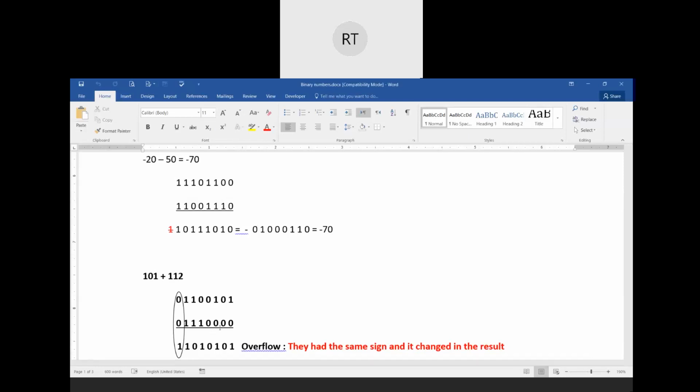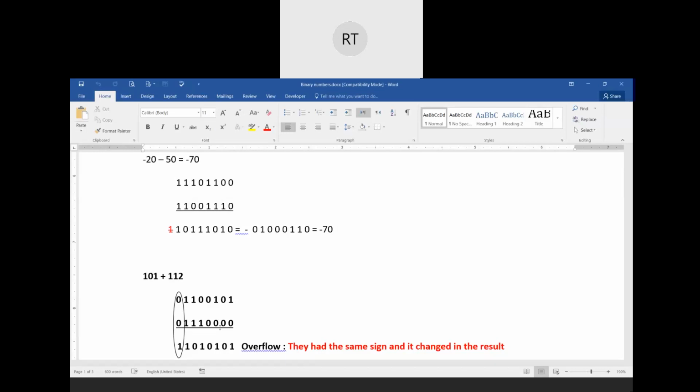Anyone, guys? 112 equal number bigger than 7. When you add them up, yes, of course, the number exceeded 127. It is 213, so the number exceeded plus 127. So yes, this will give you an overflow. This is why I got an overflow.